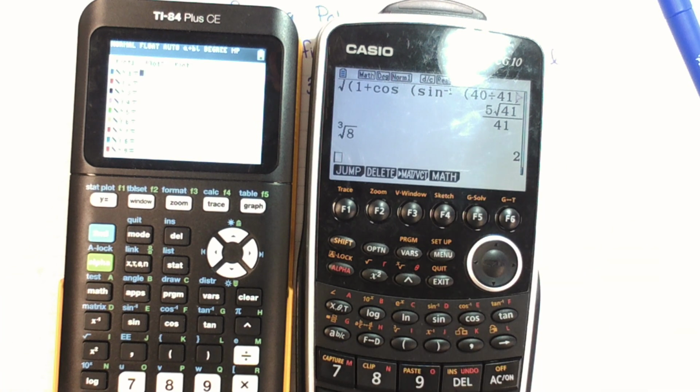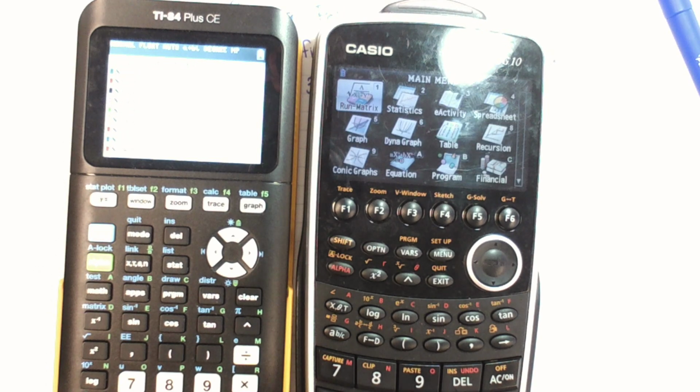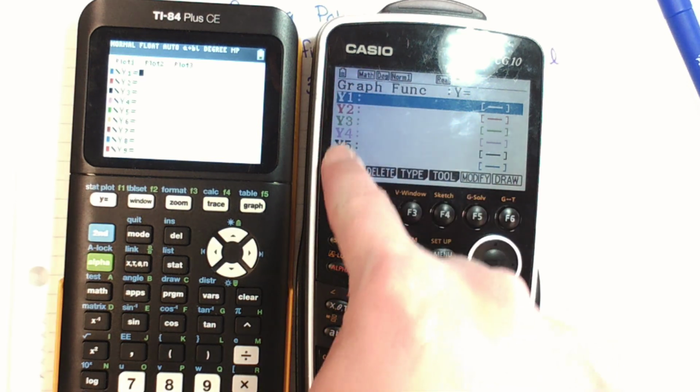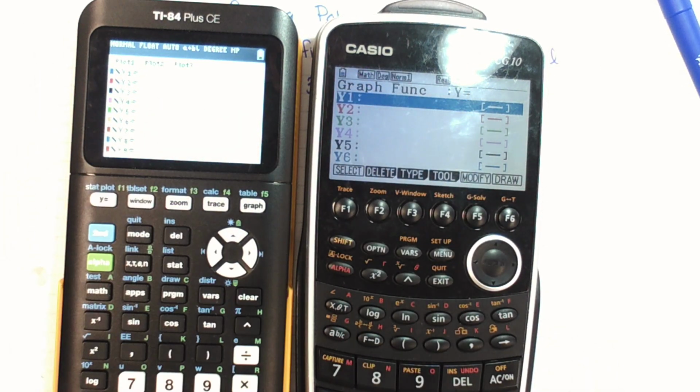What about my Casio? Main menu, and then on mine it's 5. On some of yours it's going to be 3. It's the one that says graph. Does your calculator have y alone on all of them? Is it y equals? Are these all y's? If not, you're going to have a problem.